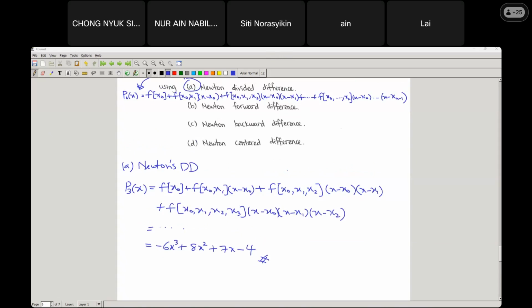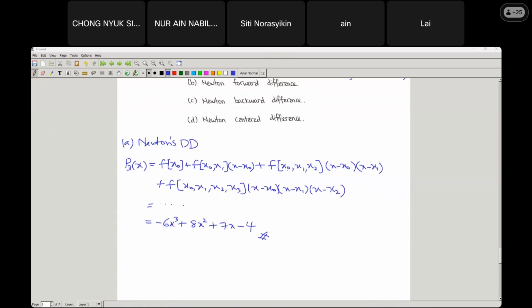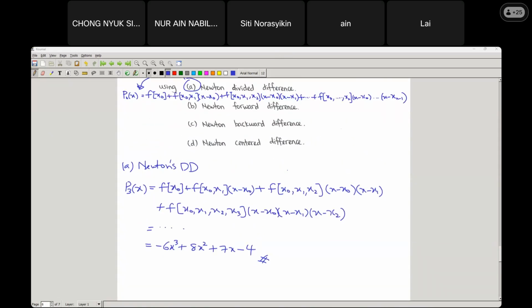Sorry, guys. For part B, let me write here. Maybe I use green color, okay? So the general formula that we have for the Newton forward difference is Pn(x), where x is replaced by x0 plus sh.